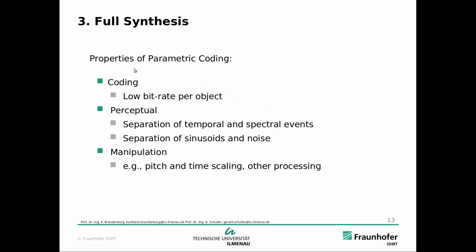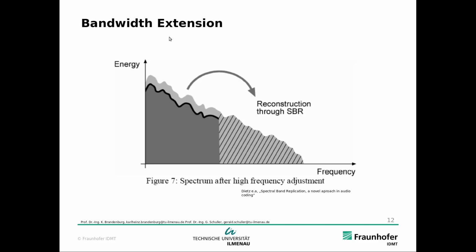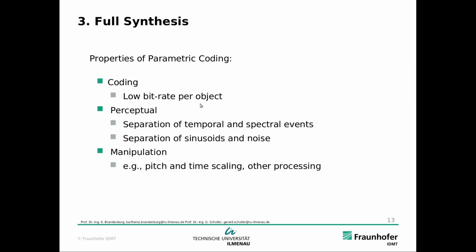Yeah, so here are the properties of parametric coding. So this uses now full synthesis. So what we just had was just regenerating high frequencies, right? So these high frequencies are basically artificially generated from the low frequencies. Now we can do the next step, going to full synthesis.